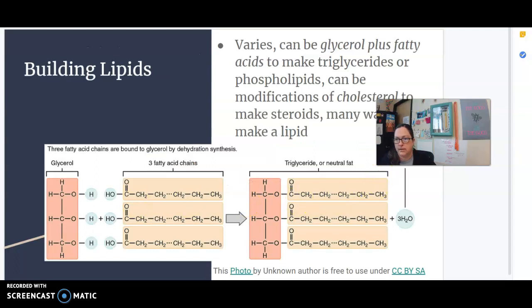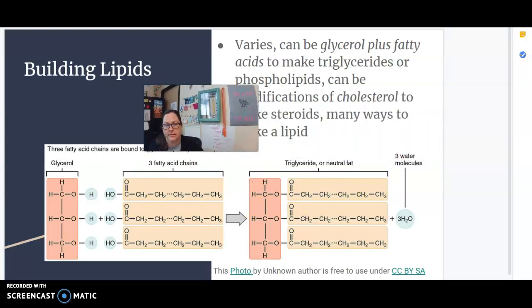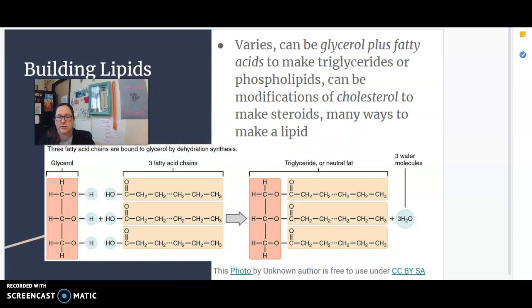Alright, next, building lipids. Lipids are a little bit different and a little bit more complicated. There are many different ways to build lipid molecules. One of them we've already seen, which is taking a molecule of glycerol and some fatty acids to make triglycerides. So why do you think it's called triglycerides? I'll let you think about that.